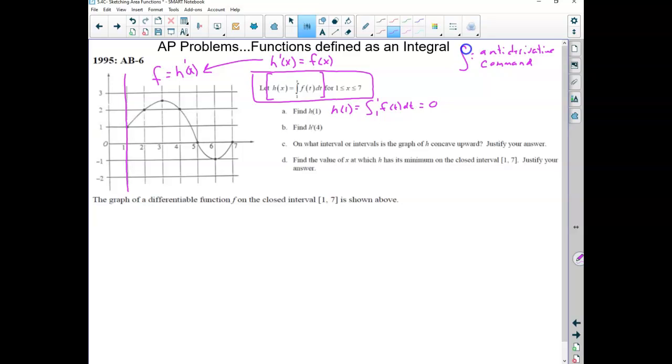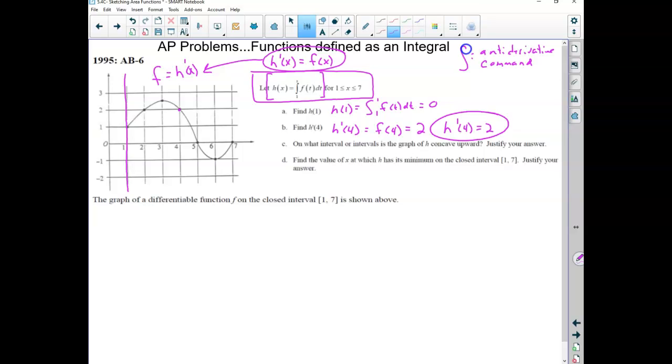And find h prime of 4. Well, h prime of 4, what's that asking me? Well, up here, I know h prime of x equals f of x, so that means h prime of 4 equals f of 4, and I know what f of 4 is. Boom, it's right there. It equals 2. So h prime of 4 equals 2. It's just the value there.